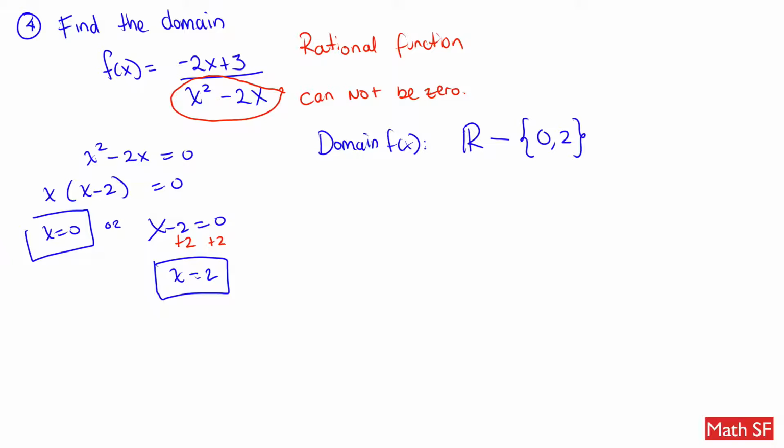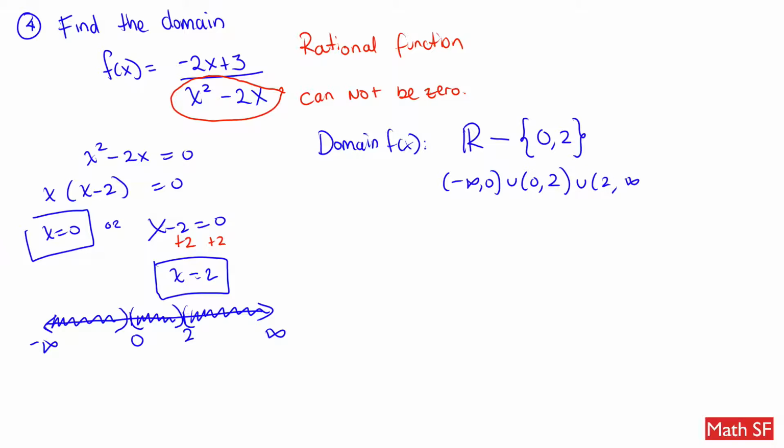Or you can give this in interval notation. If you give it in interval notation, you might want to graph your number line to make this easier. The value of 0 is here, the value of 2 is around here. We're taking everything except those values, so I have to put parentheses in between. You're taking all of these, and all of these. Everything except the 0. So in interval notation, my domain would be from negative infinity to 0, union 0 to 2, and union 2 to infinity.